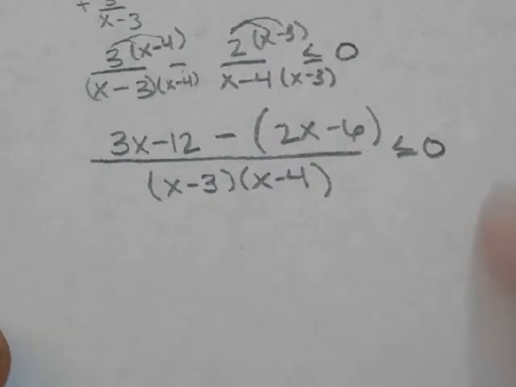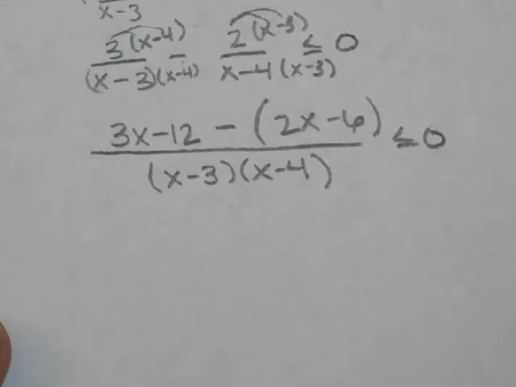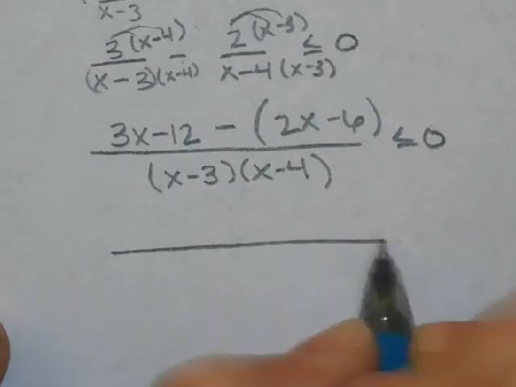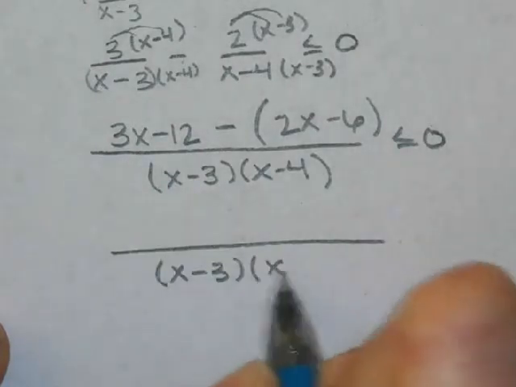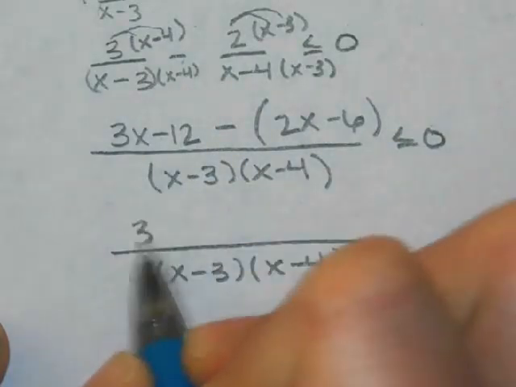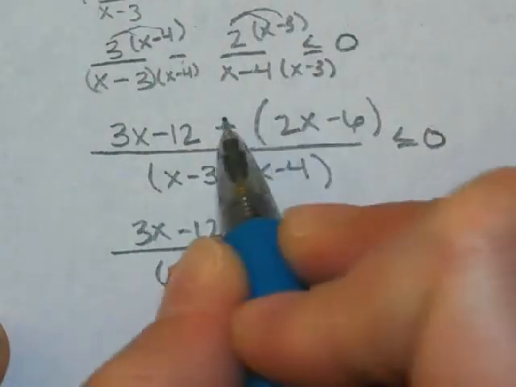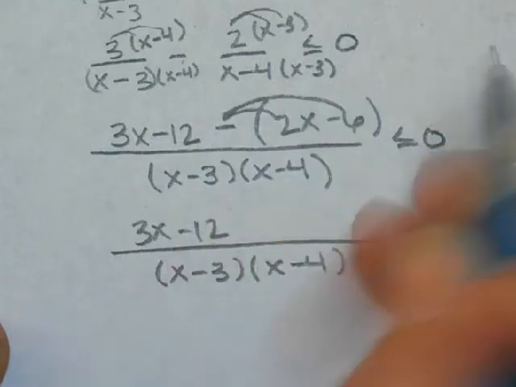So now that I have it all set up, I can go ahead and distribute that negative. So I have 3x minus 12 minus 2x plus 6.